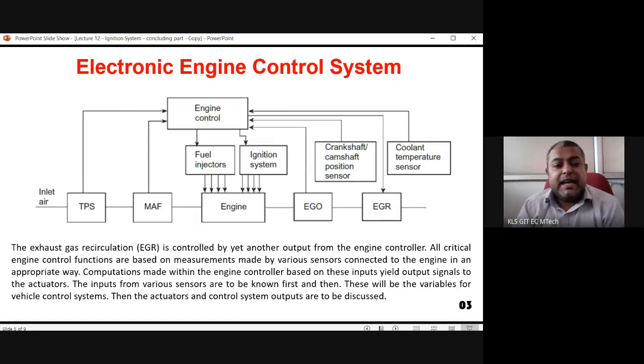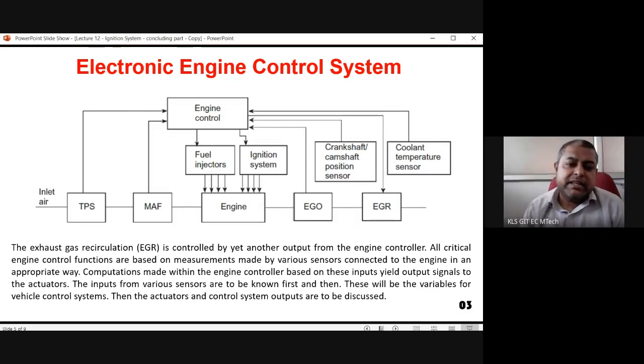Then there is the exhaust gas recirculation, that is EGR. So there is another outgoing signal from the engine control, which is the EGR. Exhaust gas recirculation is controlled by yet another output from the engine controller. Whatever exhaust gas is there, sometimes it is recirculated.